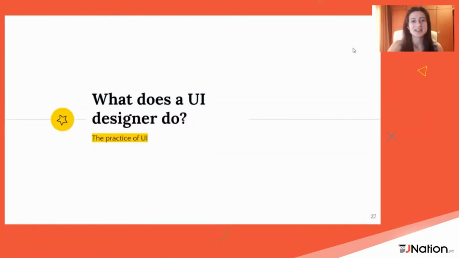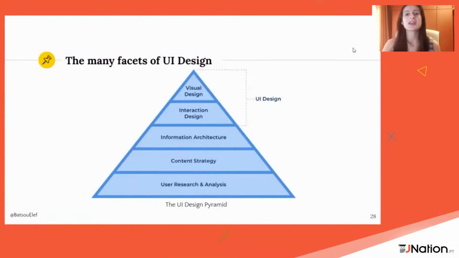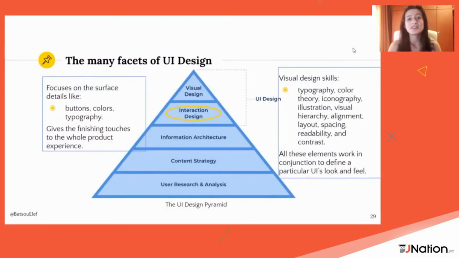Now let's see what a UI designer does, which in one sentence is the practice of UI. But let's go back to our pyramid and see what he does here. He works more with the top two levels, the interaction design and the visual design. He has all the information that he needs from the three steps below that one. He has pretty much everything, but he needs to focus on the design. So he will do the things that we mentioned, like buttons, colors, typography, and he will give the finishing touches to the whole product experience.